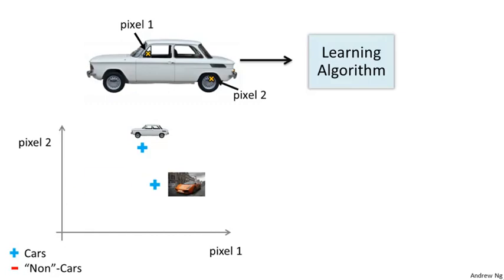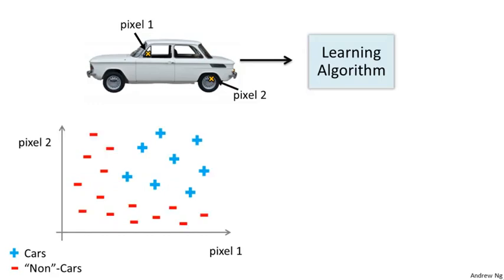And then let's plot some negative examples as well. That's a non-car, that's a non-car. And if we do this for more and more examples using the pluses to denote cars and minuses to denote non-cars, what we'll find is that the cars and non-cars end up lying in different regions of this space, and what we need therefore is some sort of nonlinear hypothesis to try to separate out the two classes.